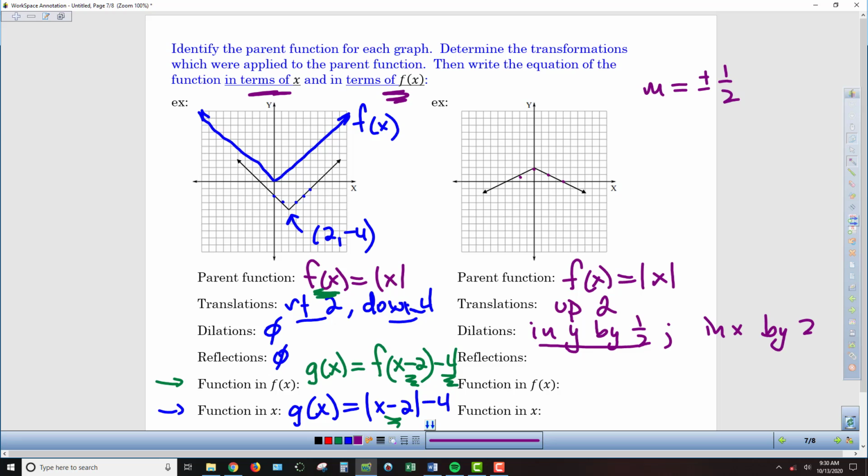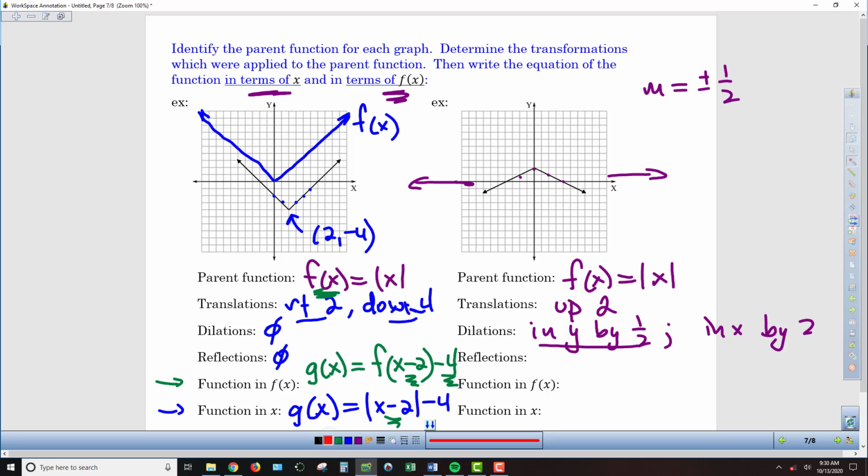The other way we could look at it is the graph is being stretched in the horizontal direction. We're going to the right and to the left twice as far as we normally would. So that would mean that we're being pulled to the left and right by a factor of 2, but that would show up in our equation on the inside of the function as a 1/2.